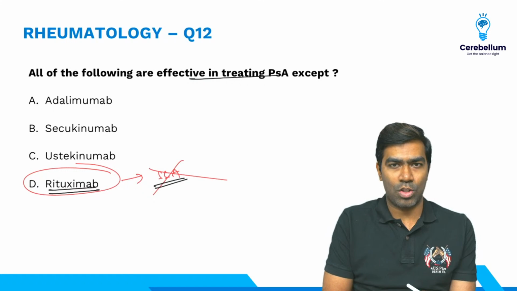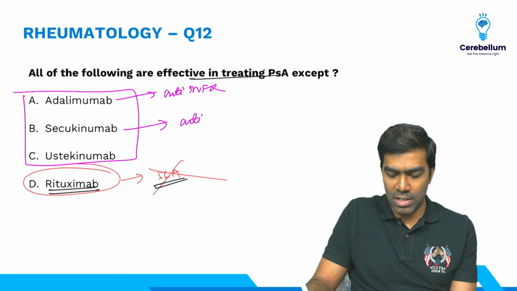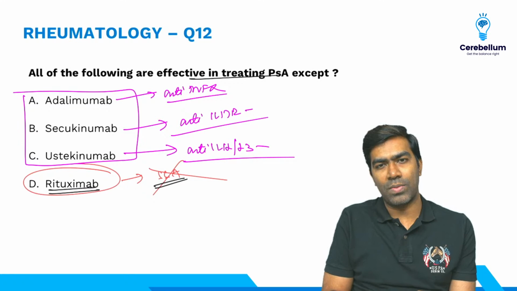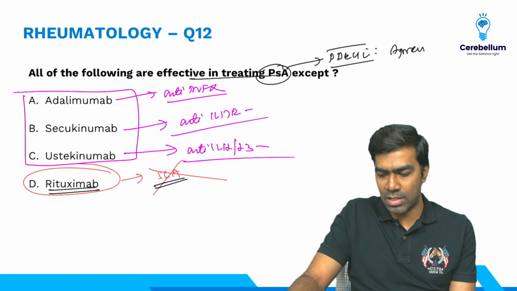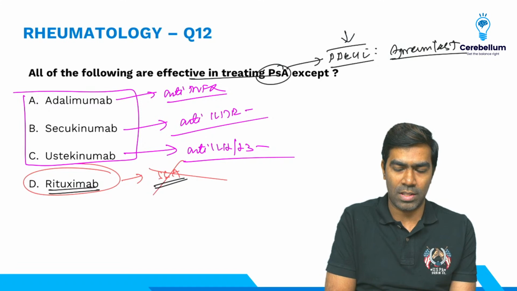So what about the other three drugs? They are very useful. Adalimumab is an anti-TNF drug which can be used. Secukinumab is an anti-IL-17 inhibitor that also can be used. Ustekinumab is a combined anti-IL-12 and IL-23 inhibitor, which is also approved for many seronegative spondyloarthropathies, including psoriatic arthritis. One new drug approved for use in psoriatic arthritis is a phosphodiesterase 4 inhibitor called apremilast, A-P-R-E-M-I-L-A-S-T. So all these drugs are approved except rituximab, which is not effective in seronegative spondyloarthropathies.